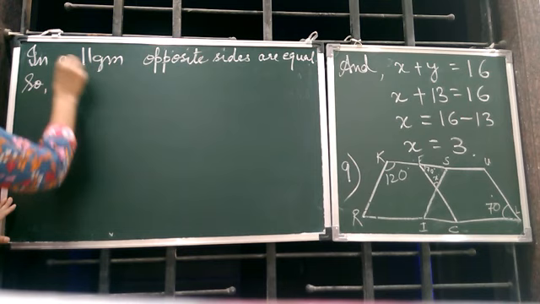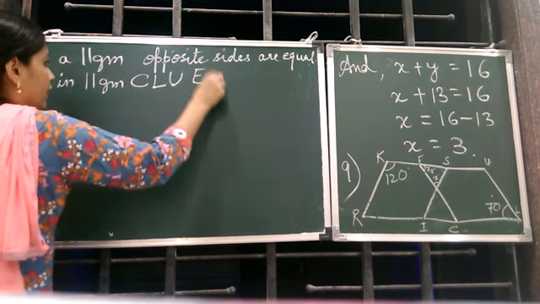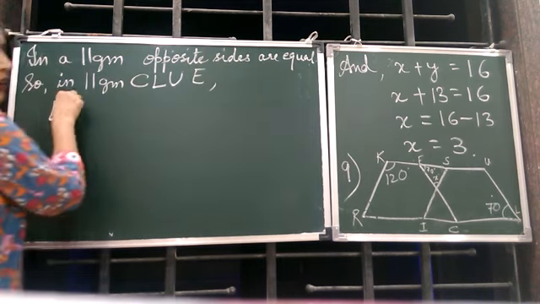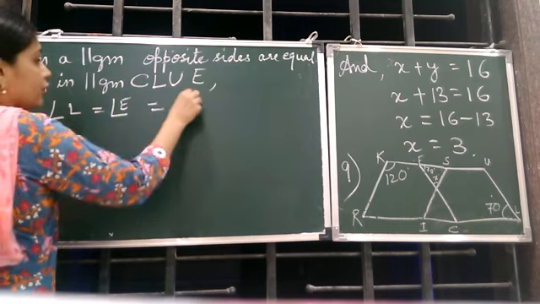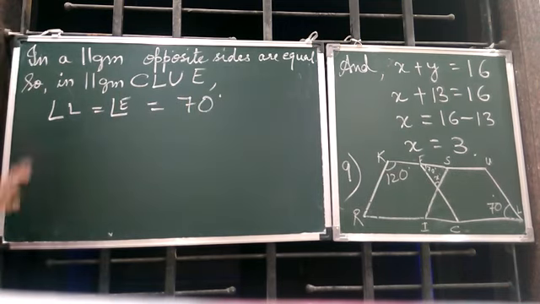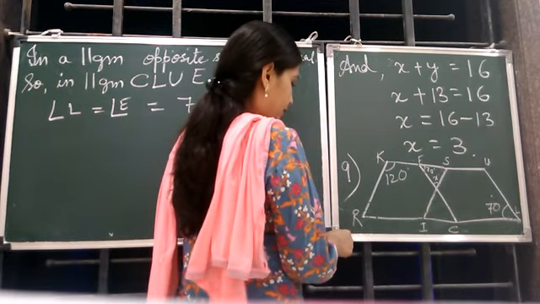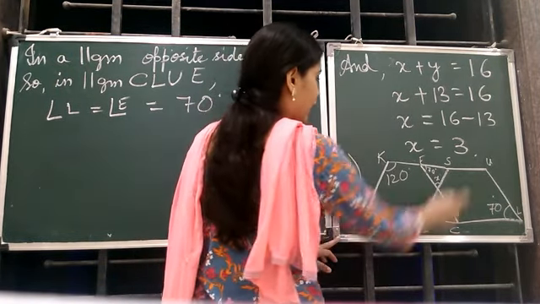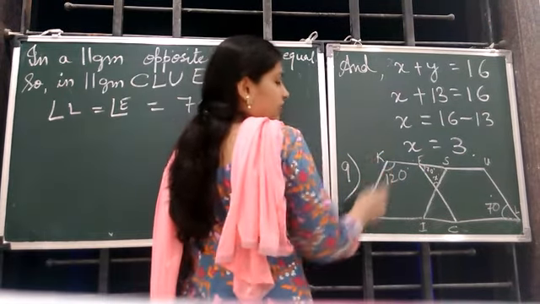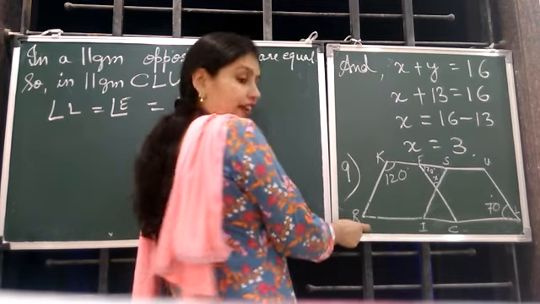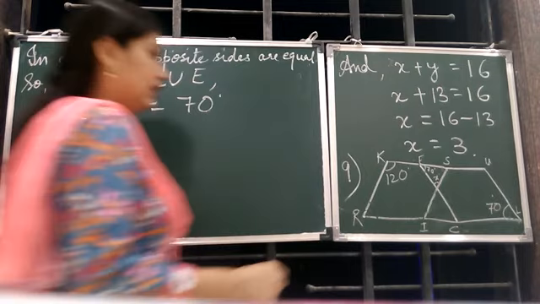So, in parallelogram CLUE, angle L is equal to angle E, which is equal to 70 degree. Got it? Now, in parallelogram RISK, R-I-S-K, adjacent angles are supplementary, right? So that's how we find out how much is angle R.